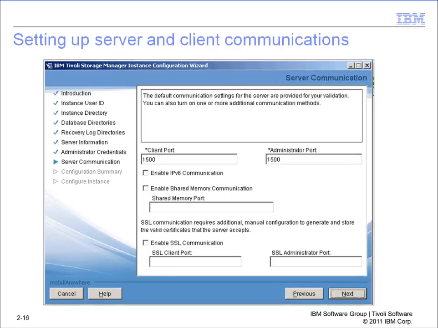We're going to accept the default communication. By default, the client and server use port 1500. The default communication method is TCP/IP unless you specify otherwise. Just a tip, if you're going to be using shared memory, the server and client need to be on the same physical system.